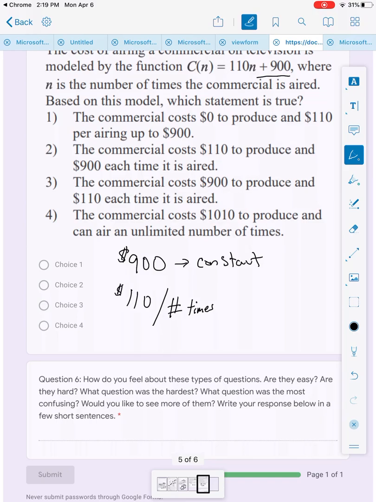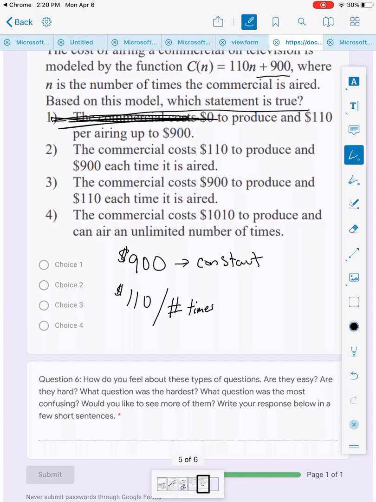Now let's read our choices. 1 says the commercial costs $0 to produce and $110 per airing up to $900. Well, would it cost $0 for any commercial to be produced? No. Cannot be the answer. You can't pay $0 for a commercial. It's going to cost you some type of money.